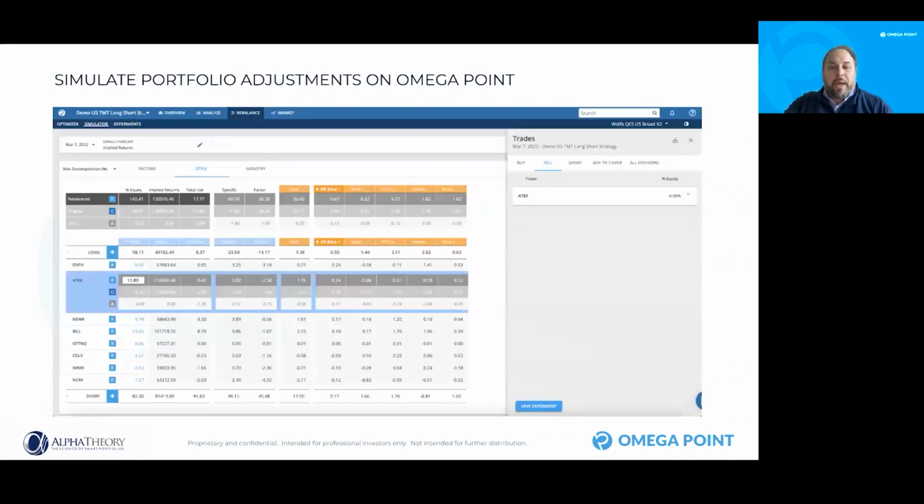One additional point on Omega Point, if you do have, for instance, different trades or new trades, or you want to test new names and want to go through more of a broader portfolio realignment and construction process, you can do that there as well. Again, the way that we work with Alpha Theory is if you already have an account through Alpha Theory and you're able to see all these exposures, then you should be able to see the same thing on Omega Point and be able to log in and do that as well. So just wanted to highlight that's possible too.